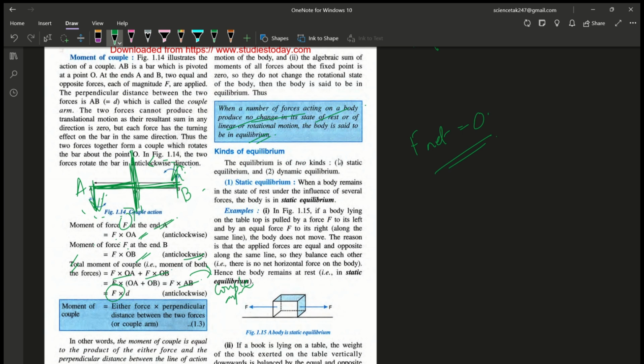Static means it is going to be in the state of rest under the influence of several forces. Now there's a book kept here on the table, right? Gravitational force, normal reaction force. I am pulling it this way, you're pulling it this way. Say I'm pulling it with FA and you're also pulling it with FA, right? So the FA forces are going to cancel each other and the normal reaction is going to be equal to the gravitational force applied. Therefore, what we are going to see is a static equilibrium.